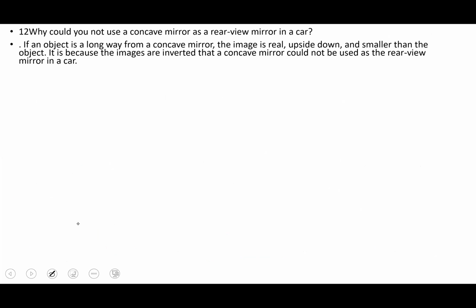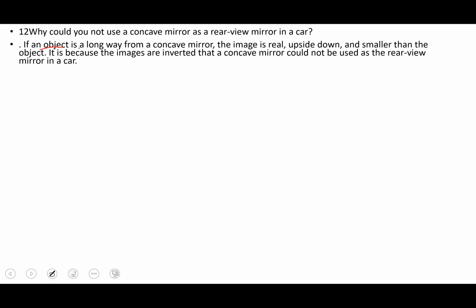Question number 12 says, why could you not use a concave mirror as a rear view mirror in a car? Now for this question, let's answer this. It says, if an object is a long way from a concave mirror, the image is real, upside down and smaller than the object. It is because the image is inverted that the concave mirror could not be used as a rear view mirror.